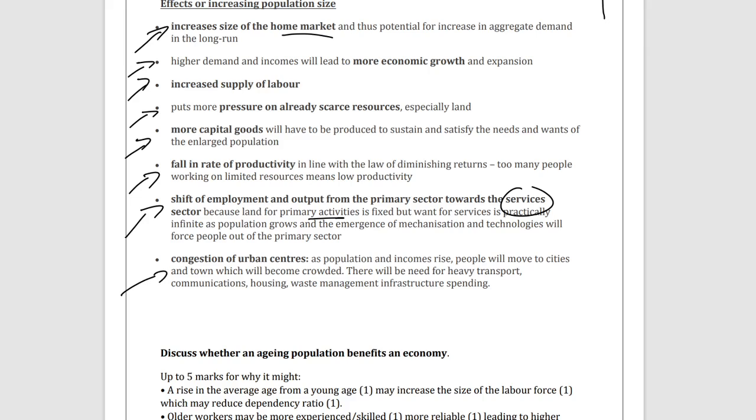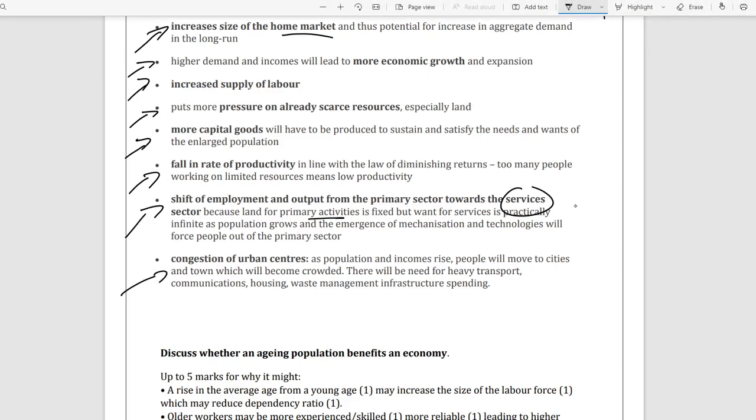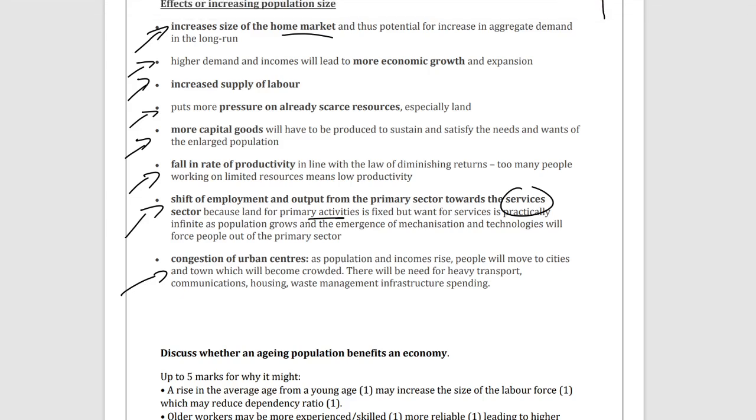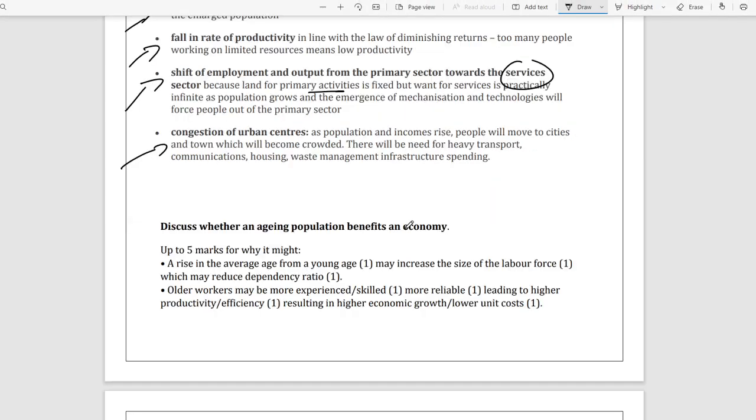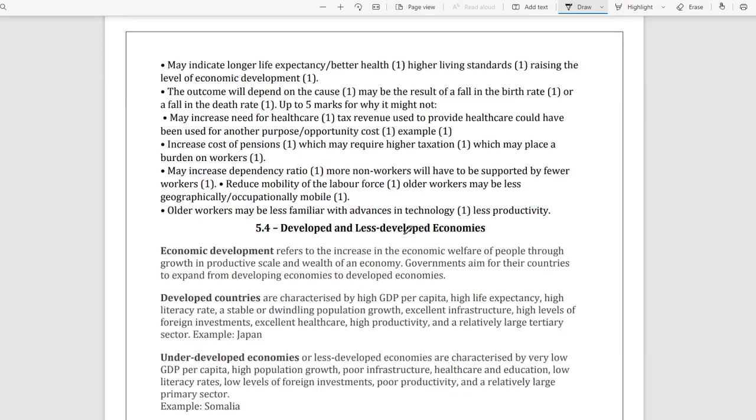And then finally, we have congestion, which is a big problem because this links with scarce resources, like land. Because of a rising population, there will be a lot of congestion in urban cities, leading to negative externalities, I guess. Because there will be pollution, there will be heavy transport and stuff like that.